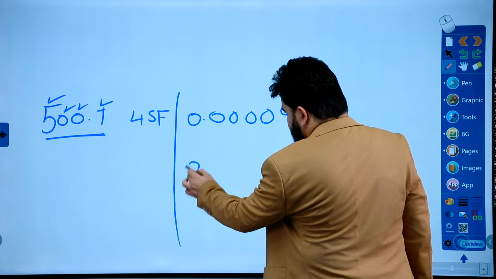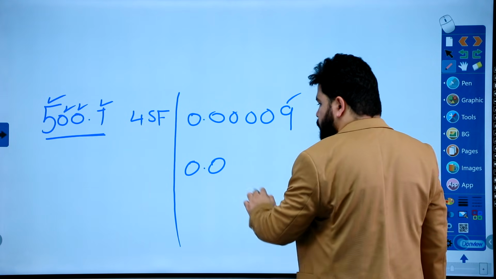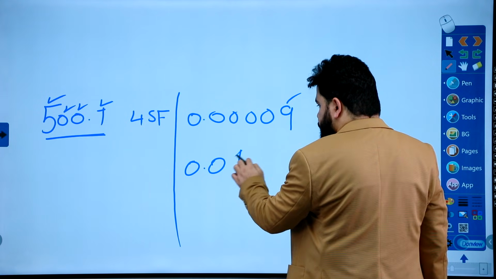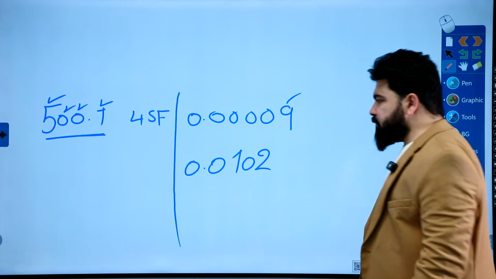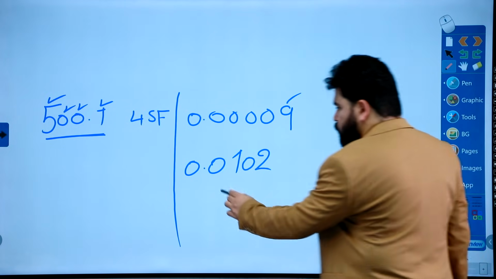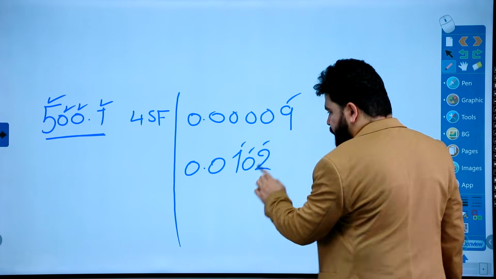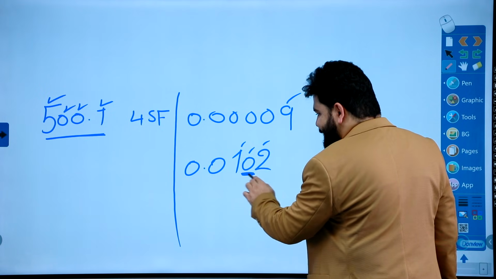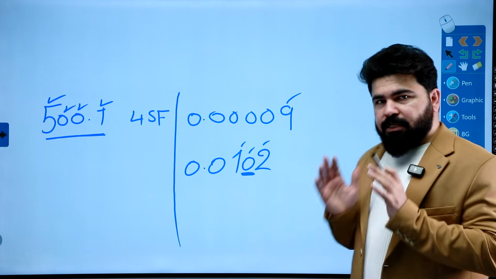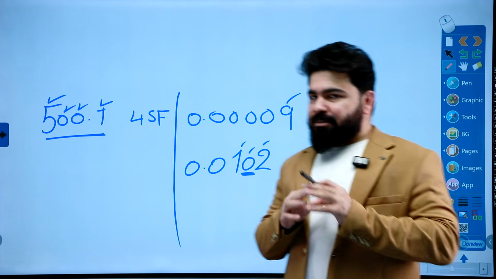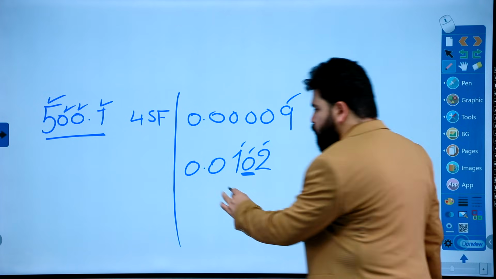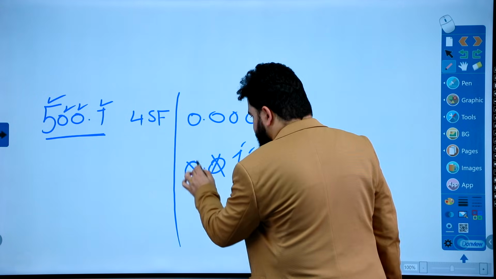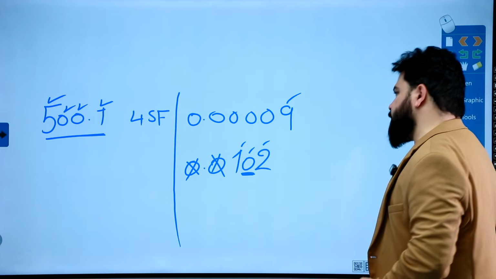Let's take another example. Let's say you have 0.0102. How many significant figures do I have? So 1, 2, 3. Be careful, I'm going to count this zero. Why? Because it is between two non-zero digits. So 1, 2, 3. These two zeros are not significant figures. Be careful.